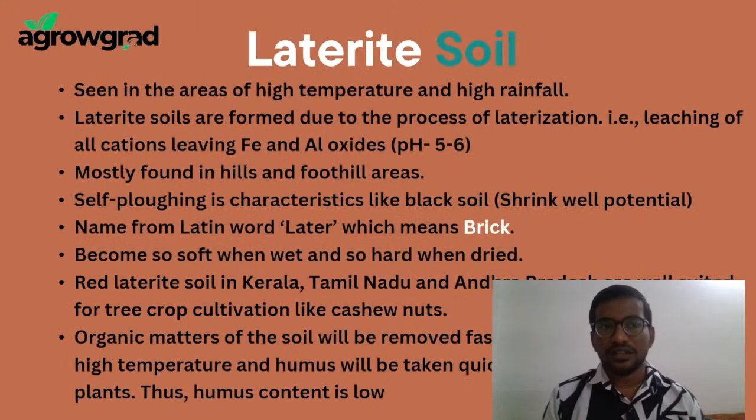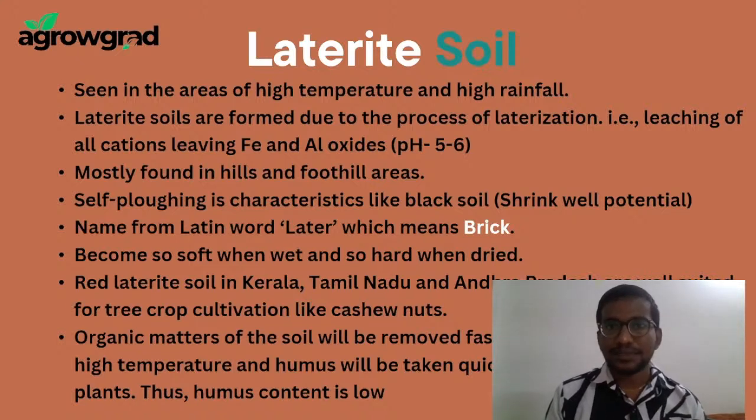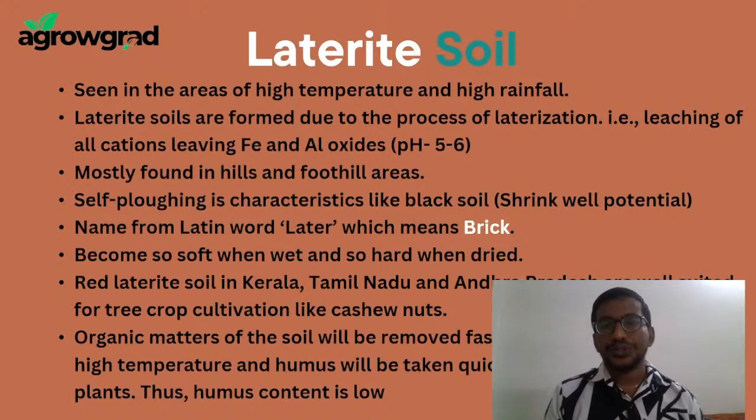Laterite soil is seen in areas of high temperature and high rainfall. Due to that, all the cations are removed, and only ferrous and aluminum oxide remain. Maximum we can see it in hills and foothill areas. It also has a similar character of swelling. The word laterite means brick, because if you spray water on a brick, it becomes soft, and if you dry it, it becomes so hard. The same character is found in this soil also.